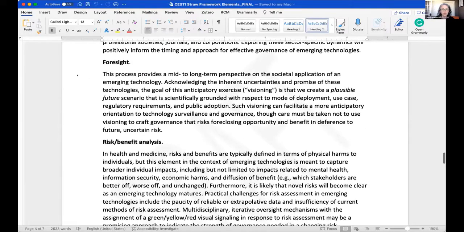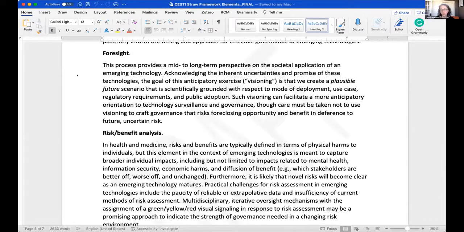The second assessment component is foresight, or what we called visioning in the development of our case studies. And the goal of this anticipatory exercise is that we create a plausible future scenario that is scientifically grounded with respect to how it's being deployed, the use case that's being imagined, regulatory requirements, and public adoption.